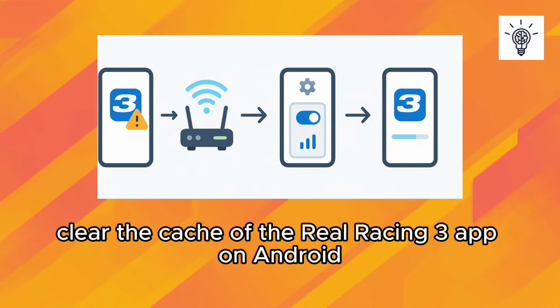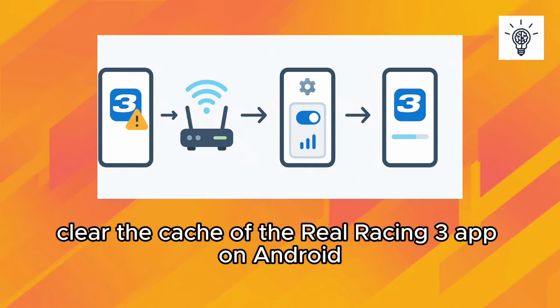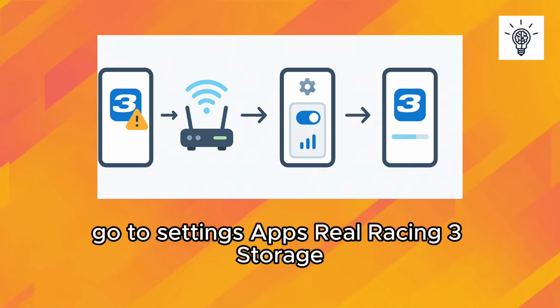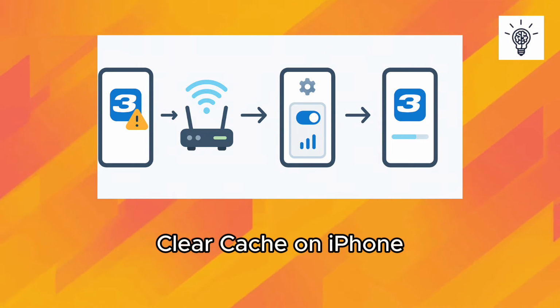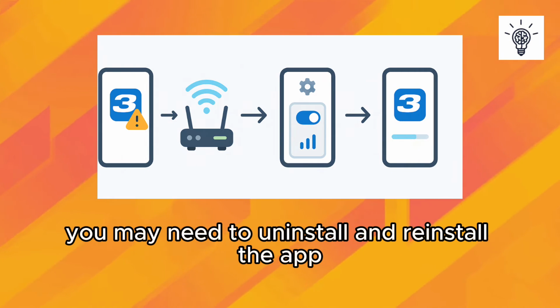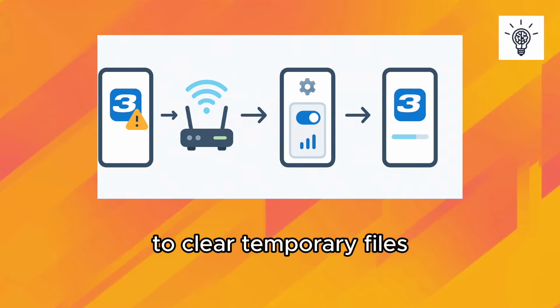Next, clear the cache of the Real Racing 3 app. On Android, go to Settings, Apps, Real Racing 3, Storage, Clear Cache. On iPhone, you may need to uninstall and reinstall the app to clear temporary files.